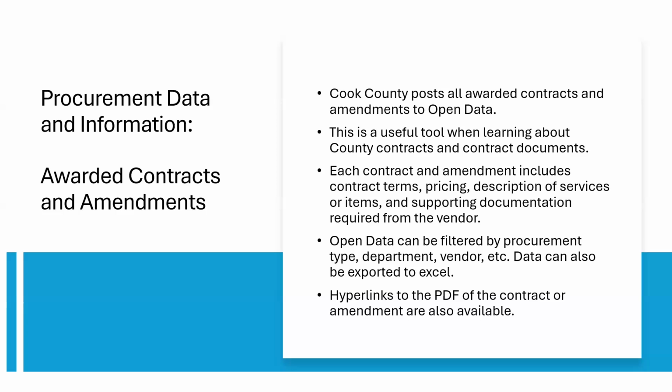So it's a public portal where you guys could go in and search for our contracts and amendments that have been awarded, even if they're expired. I think it goes all the way back to 2016, if I believe. This is a very useful tool when you guys are trying to learn about county contracts and contract documents.